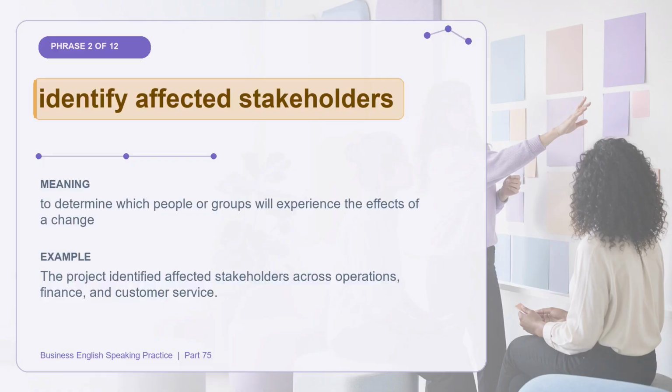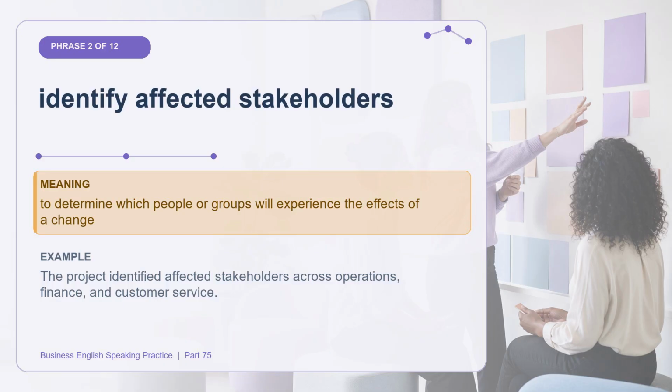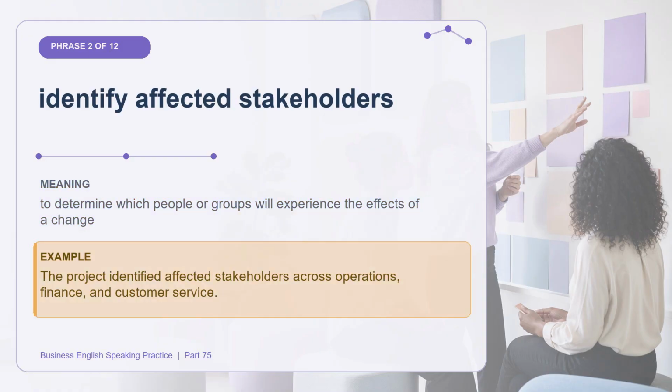Phrase 2. Identify affected stakeholders. Meaning, to determine which people or groups will experience the effects of a change. Example: the project identified affected stakeholders across operations, finance, and customer service.